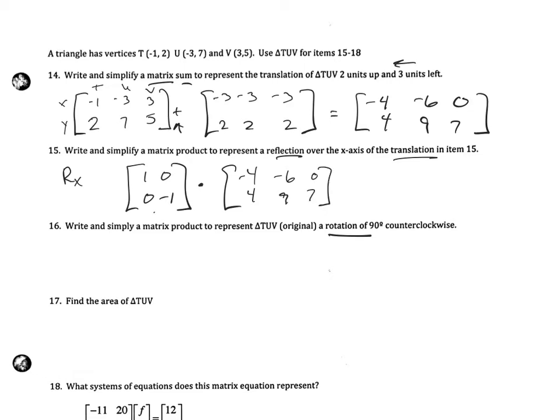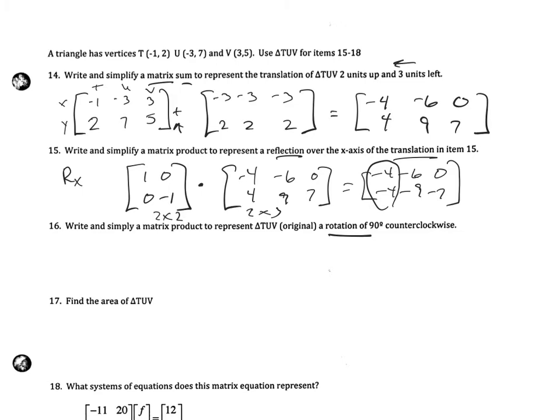This, of course, will work because this is a 2 by 2, and this matrix is a 2 by 3. So the dimensions do allow for it to be multiplied. And of course, this answer is on the paper, but here it is: -4, -6, 0, -4, -9, -7. If you're asked to do anything with these points, remember the points go this way, so that is a corner of the triangle.